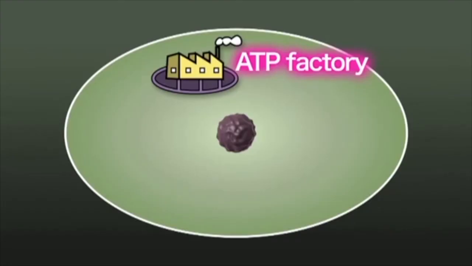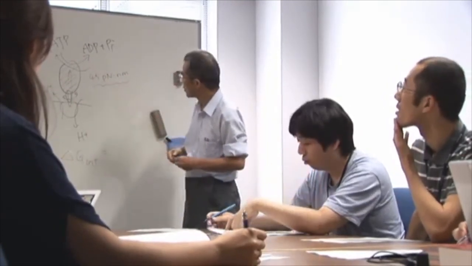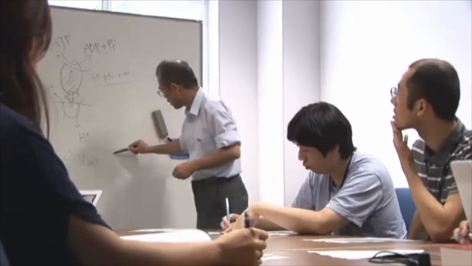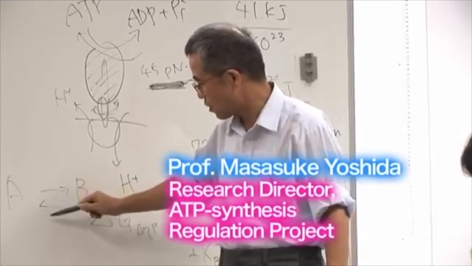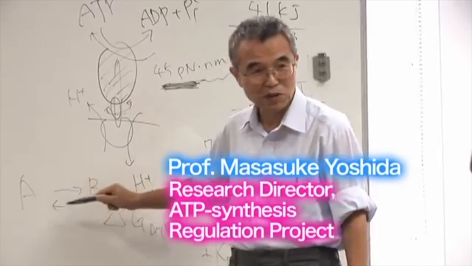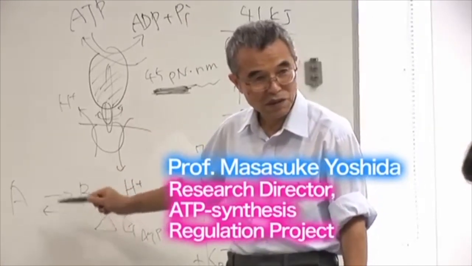The factory in mitochondria generating ATP is actually an enzyme called ATP synthase. It plays an extremely critical role because it is responsible for generating the energy required to maintain life. Since the 1990s, the mechanism and action of ATP synthase have been elucidated by a group led by Professor Yoshida of Kyoto Sangyo University.